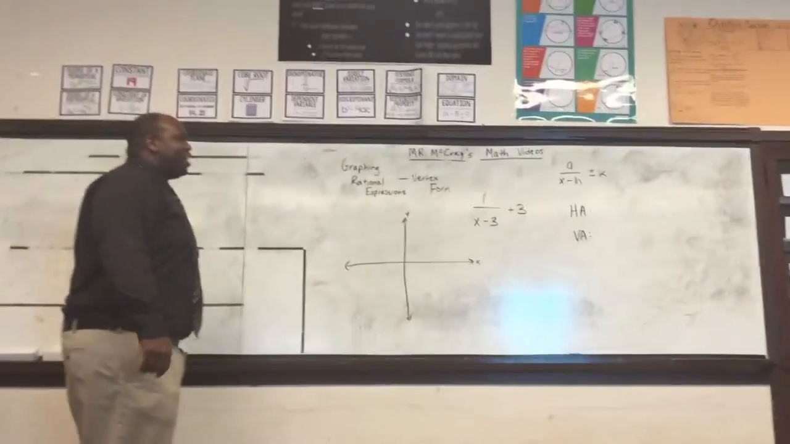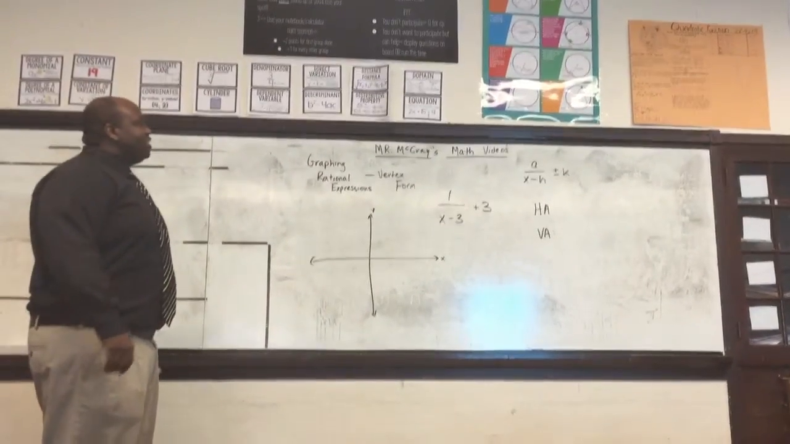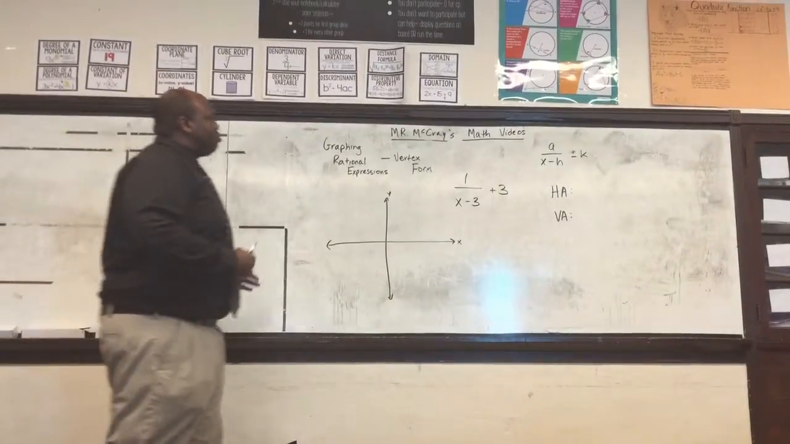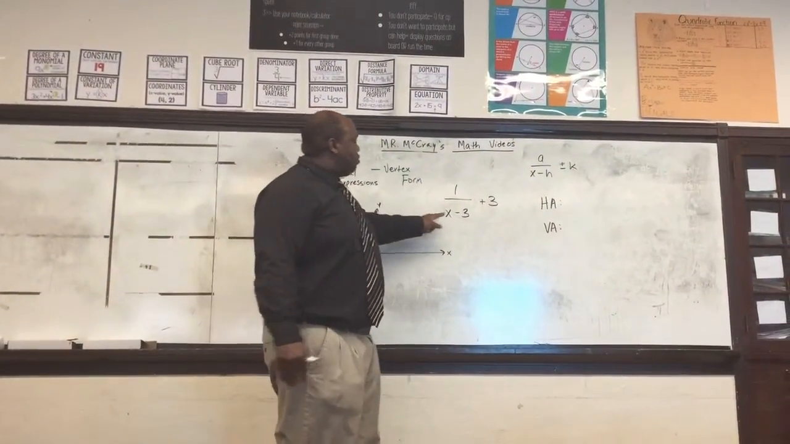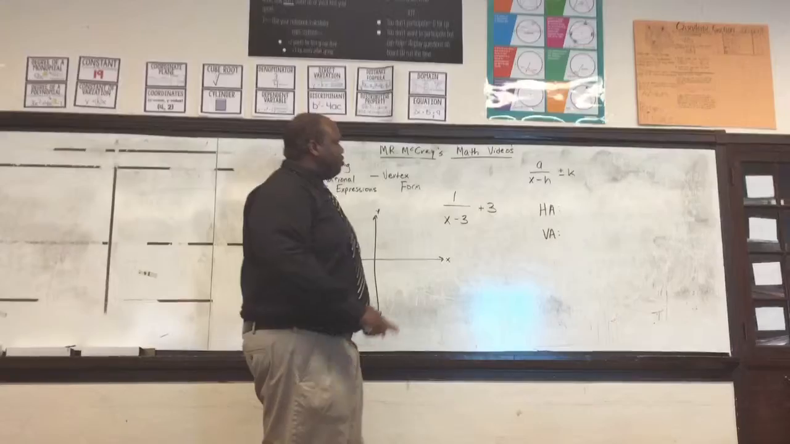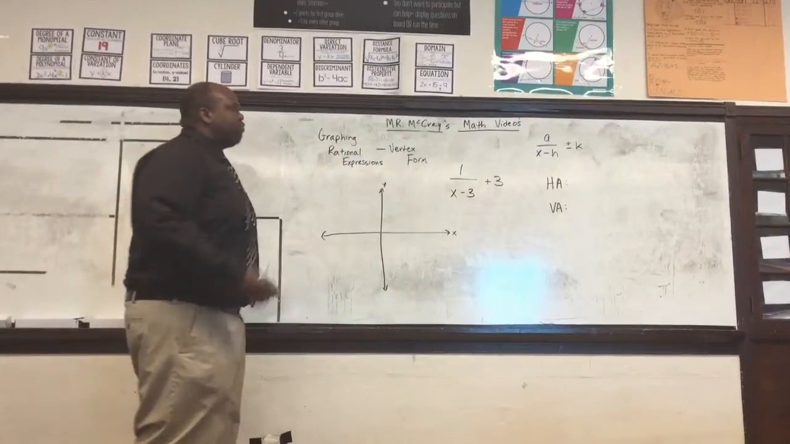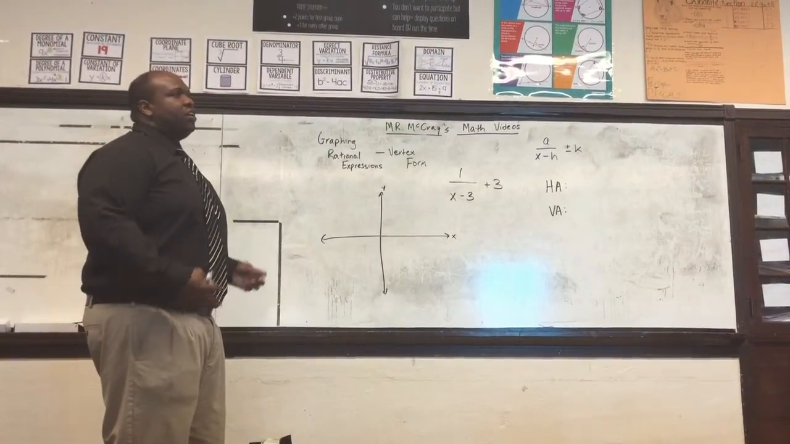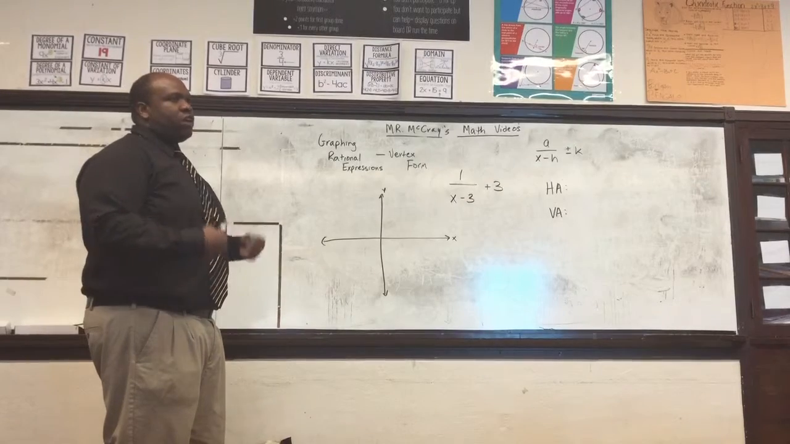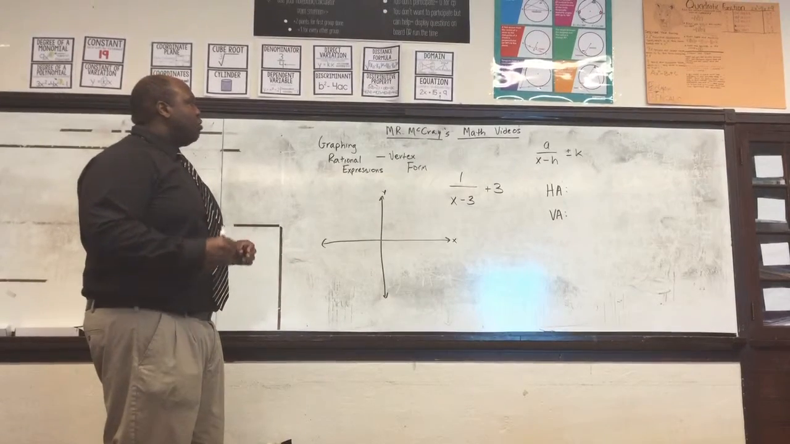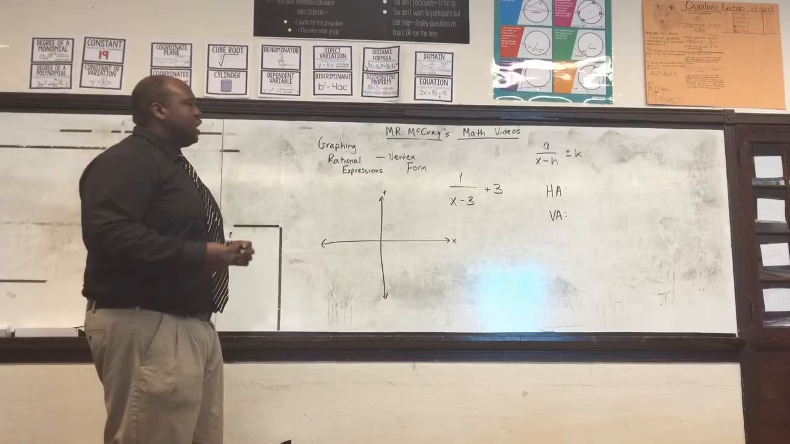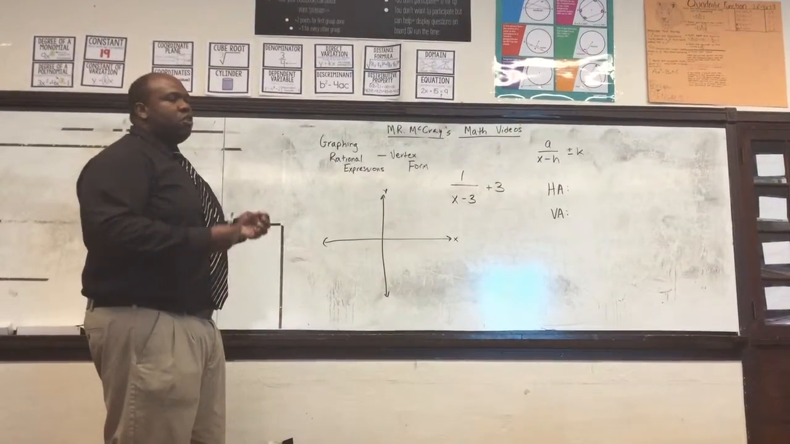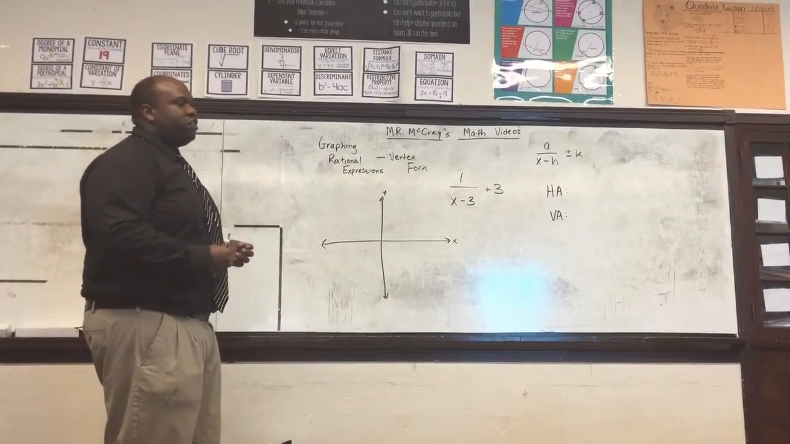I'm showing you something. All right, so we have a rational expression right here. We have 1 over x minus 3 plus 3. Okay, that's just a rational expression. That's in vertex form, which is the simplest form. Again, you can also do them with trinomials and all that kind of stuff. But right now, we're just really worried about the simplest form, so we can actually make the graph and understand where the line needs to go for each one.